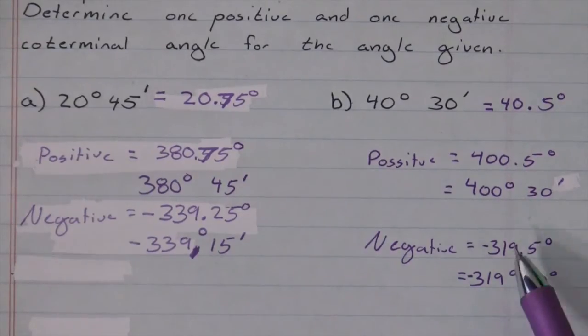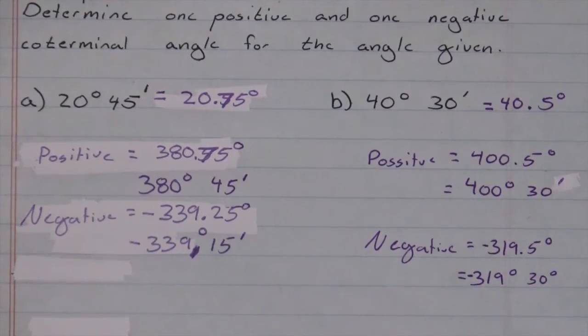Alright, let's do the negative. We're going to do 40.5 degrees minus 360. We get negative 319.5 degrees. We convert this back into minutes, and we get negative 319 degrees and 30 minutes.